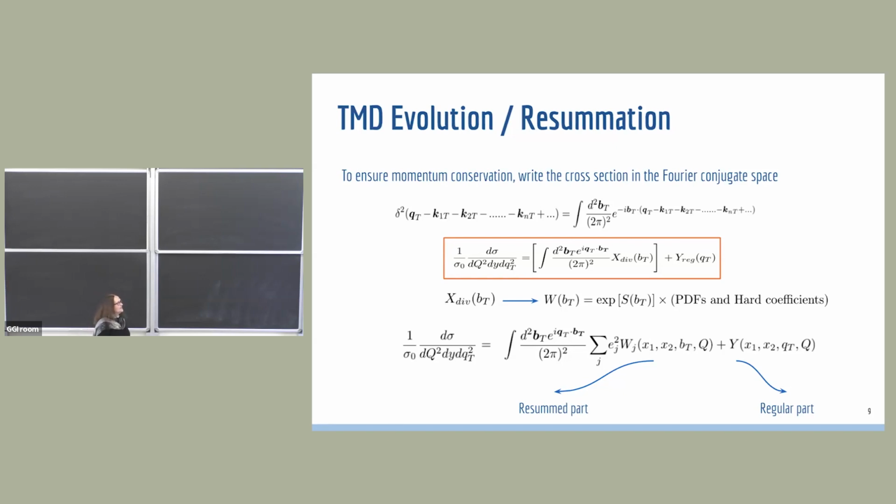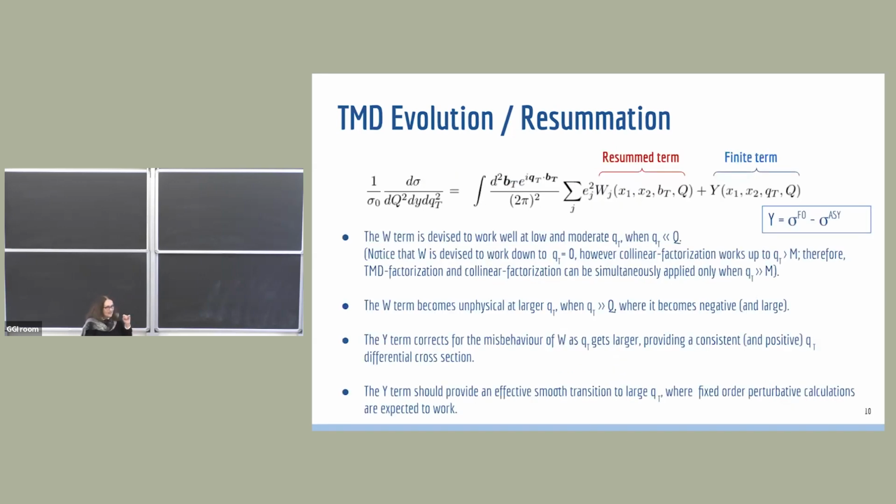So W is the resummed part, which is devised to work well when QT is very small. So in the region where QT is much smaller than the hard scale Q, okay? In fact, John Collins would tell you that the way W is devised is to work down to QT equal to 0, okay?